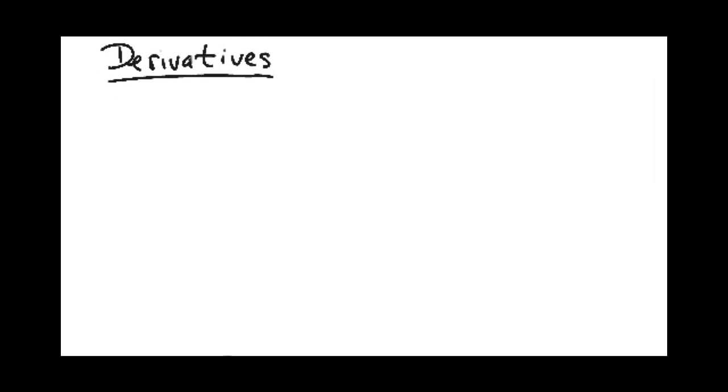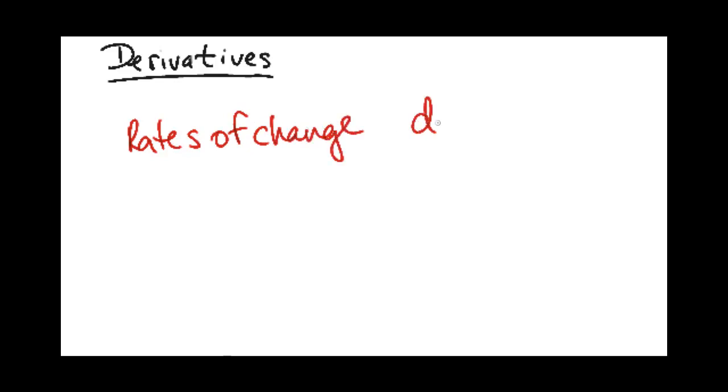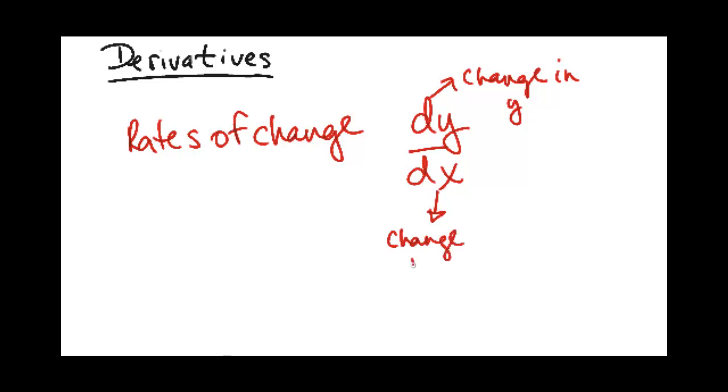Today we're going to be looking at derivatives concept. What is a derivative? Well, when you hear the word derivative, you should think of rates of change. You're going to see the derivative written as dy dx. That can be looked at as the change in y over the change in x. And they're approximately equal.